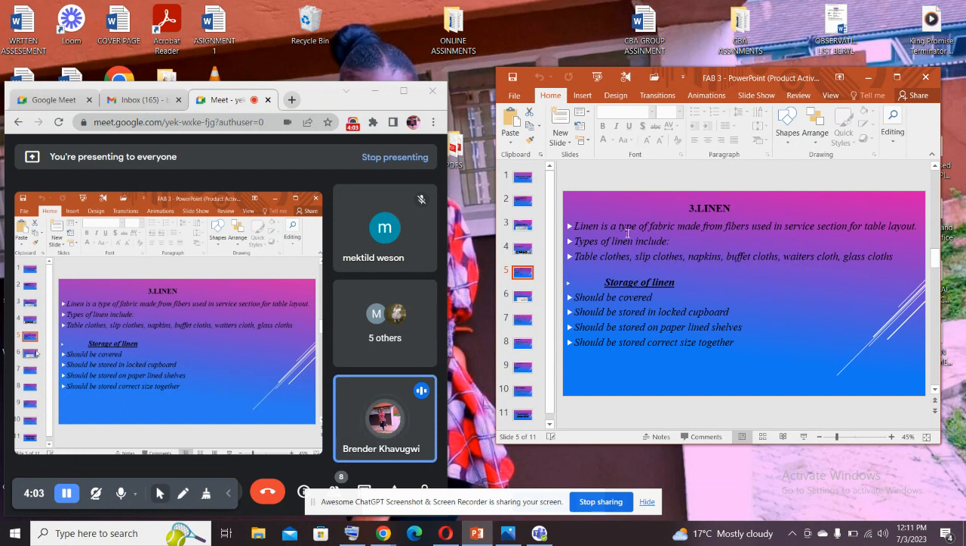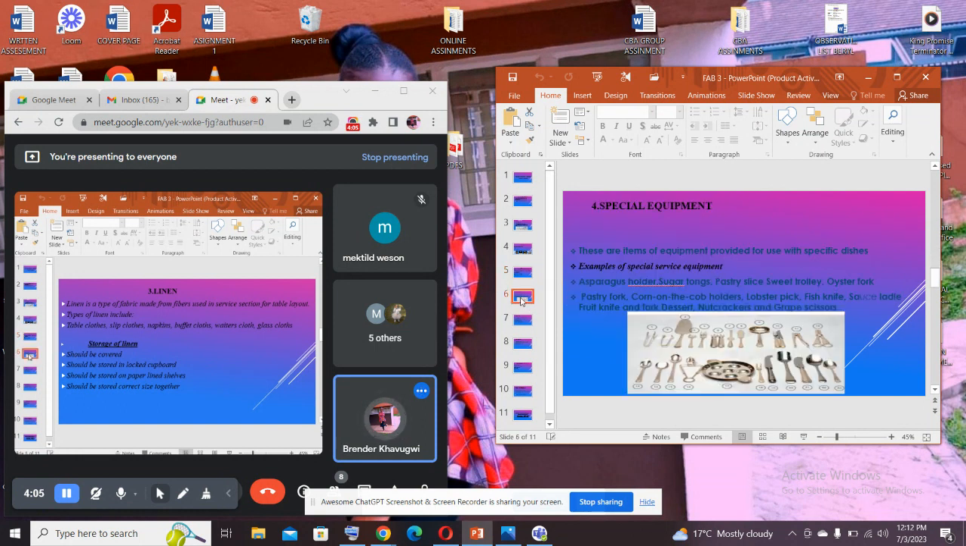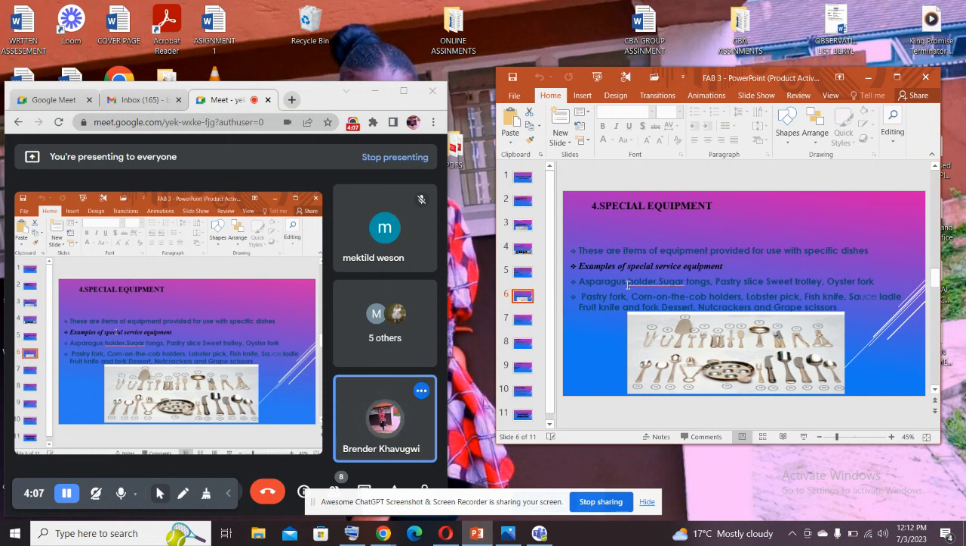So let's go to another type of service equipment. We have the special equipment. These special equipment are items of equipment provided for use with specific dishes. And we have examples of service equipment. And in my diagram here, you can see types of service equipment. Can you see it clearly?